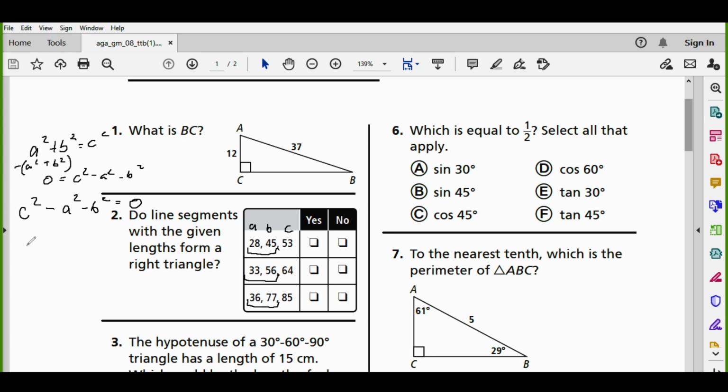For this one, I have C squared being 2809. Now I'm going to subtract 45 squared. And I'm going to subtract 28 squared. And that does give me an answer of 0. So this does in fact form a right triangle.